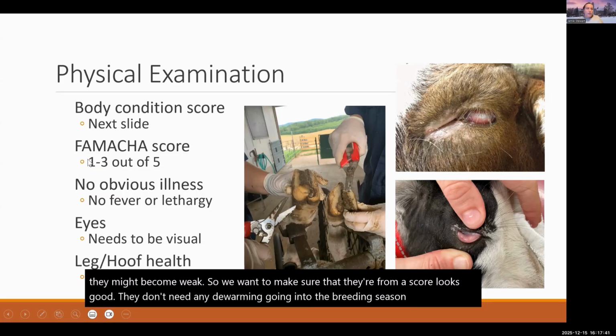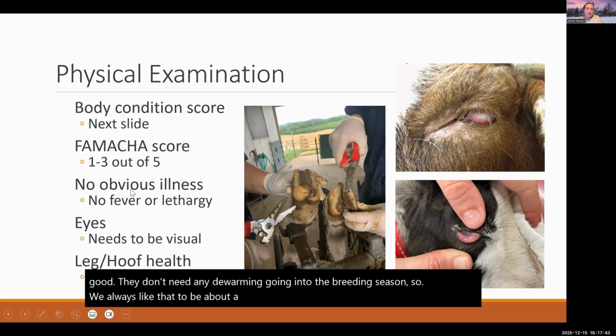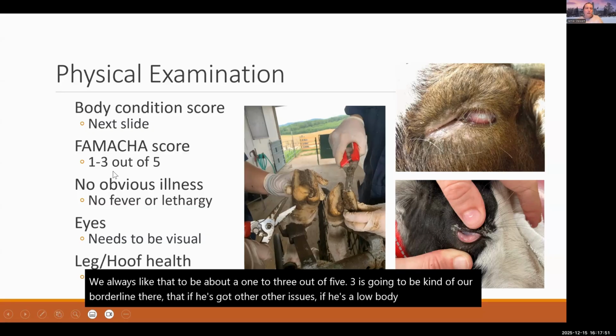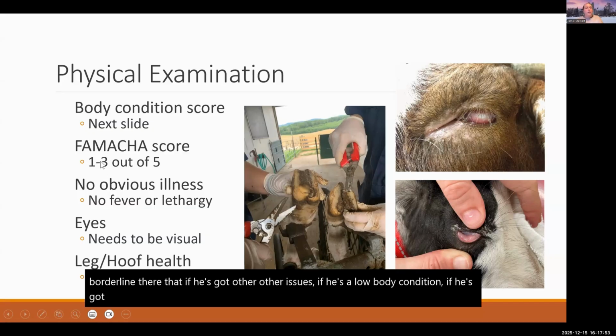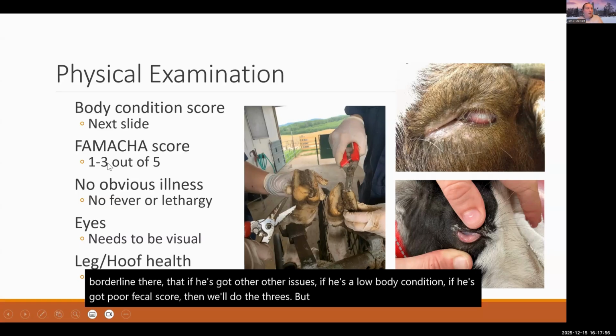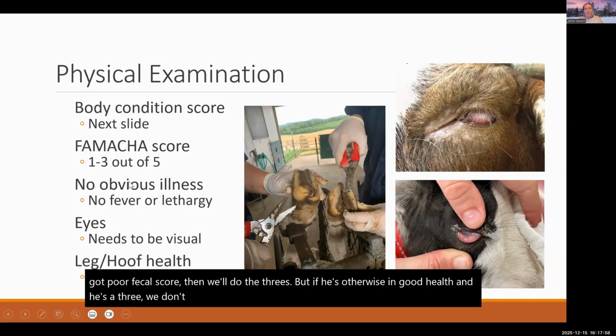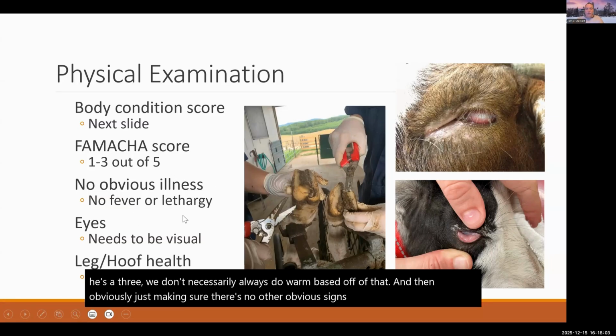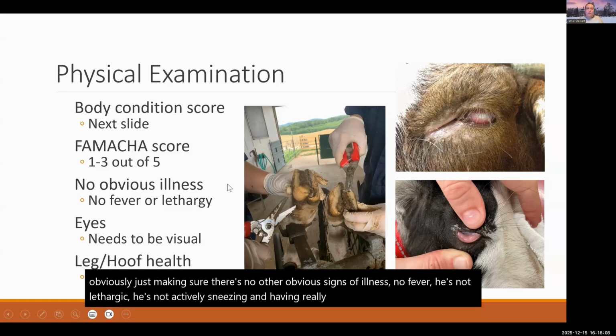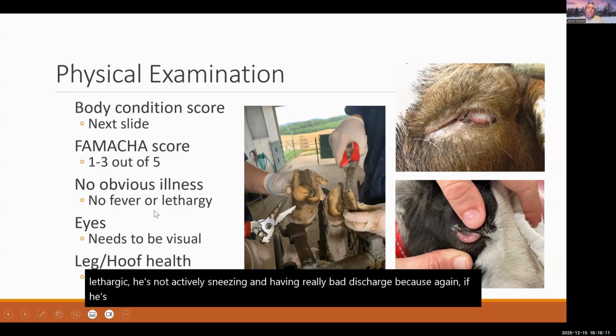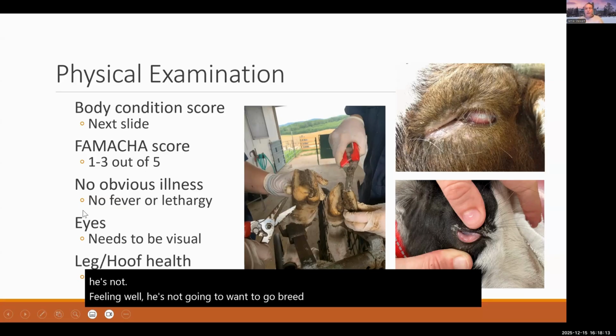We always like that to be about a 1 to 3 out of 5. A 3 is kind of our borderline: if he's got other issues, like a low body condition or a poor fecal score, then we'll deworm the 3s. But if he's otherwise in good health and he's a 3, we don't necessarily deworm based off of that. And then obviously just making sure there are no other obvious signs of illness, no fever, he's not lethargic, he's not actively sneezing and having really bad discharge, because if he's not feeling well, he's not going to want to go breed females. And one that we always have to pay special attention to is the eyes.